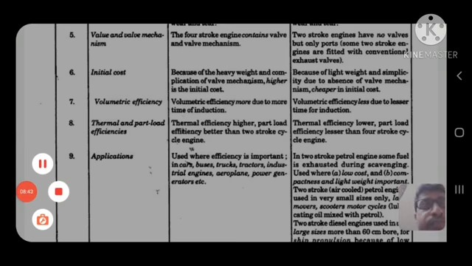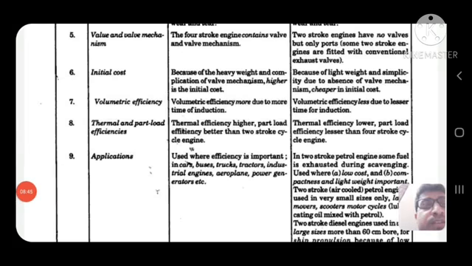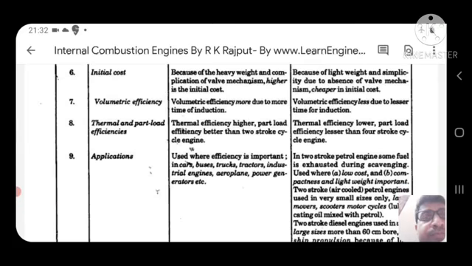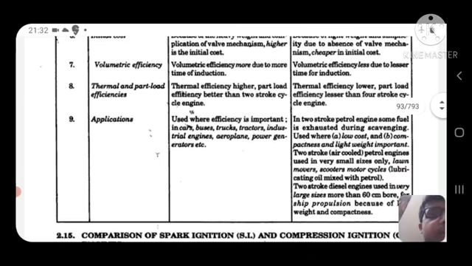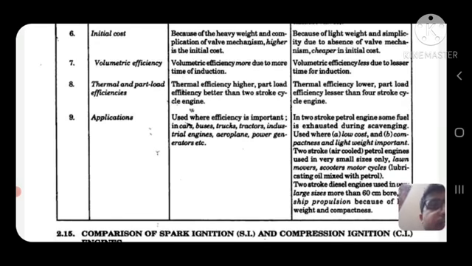Thermal and part load efficiency. 4-stroke: higher thermal efficiency, and part load efficiency better than the 2-stroke cycle engine. 2-stroke: lower thermal efficiency, and lower part load efficiency than the 4-stroke cycle engine. The 4-stroke is used where efficiency is important, in cars, buses, trucks, tractors, industrial engines, aeroplanes, power generators.